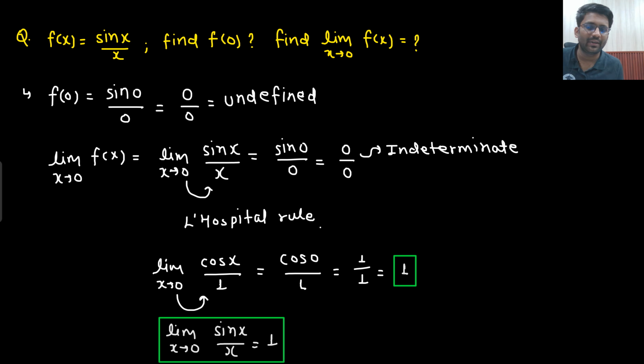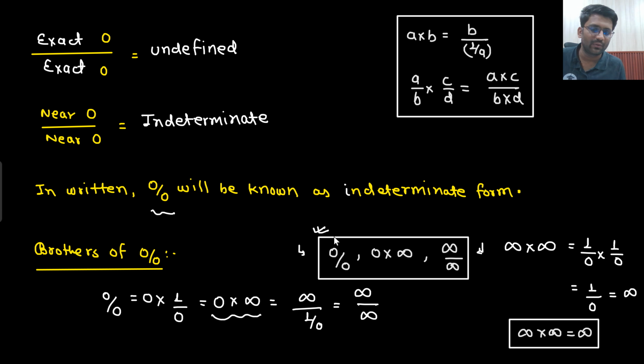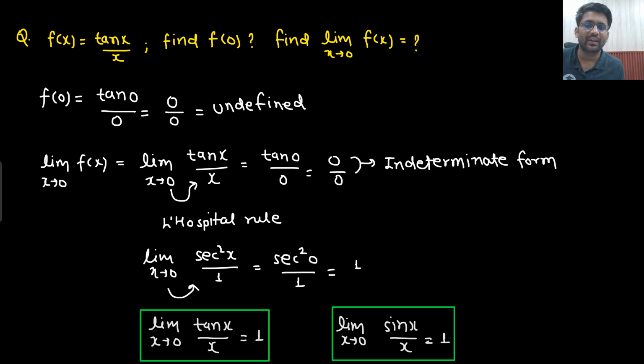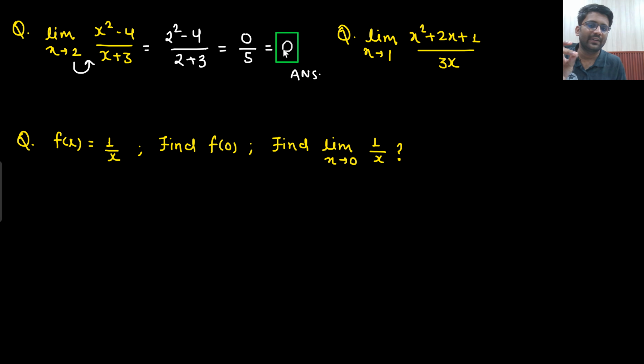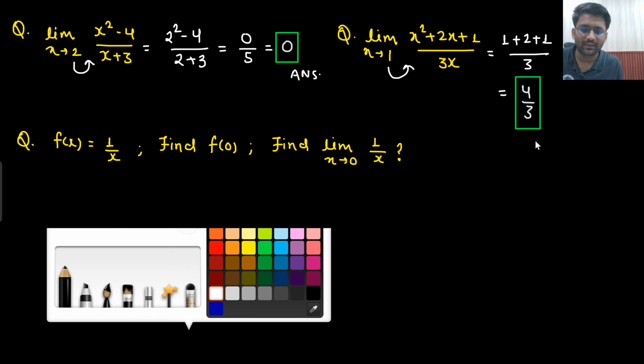0 by 0 or infinity by infinity. These indeterminate forms that I wrote down, 0 by 0, 0 into infinity, infinity by infinity, you are not getting. You are getting one finite answer. What is that finite answer? That is 0. It is a finite number. Yes. If you put 1 here, what will you get? Directly put 1 here. What are you getting? 1 square, 1, 2 into 1, 1, 3 into 1. So what is the answer you are getting? 4 by 3. Yes sir, that's the answer. That's the finite answer you are getting.